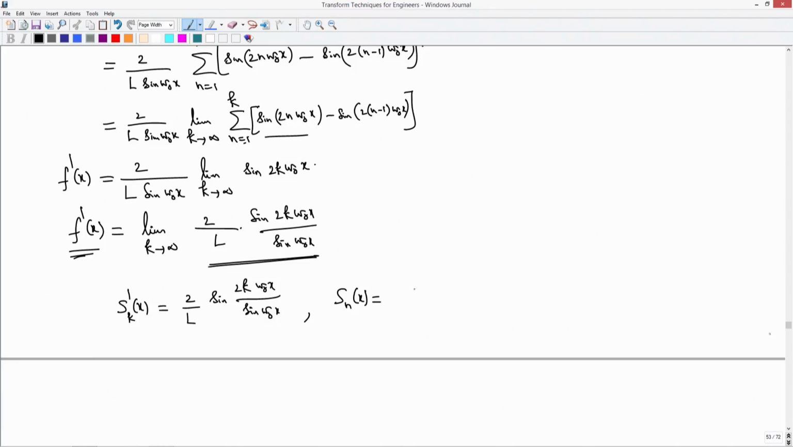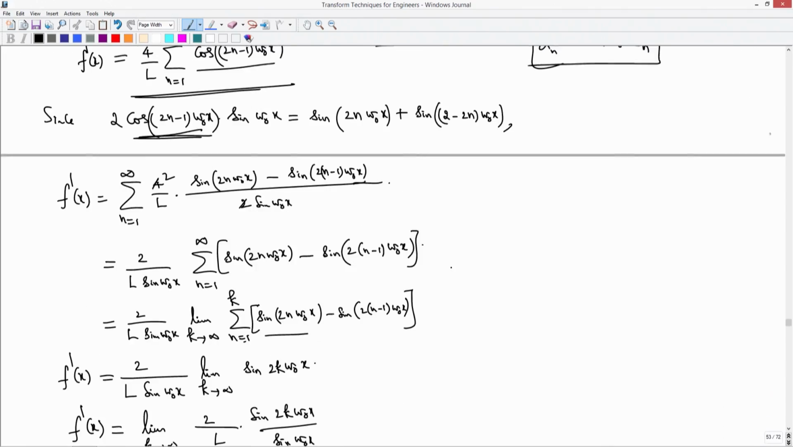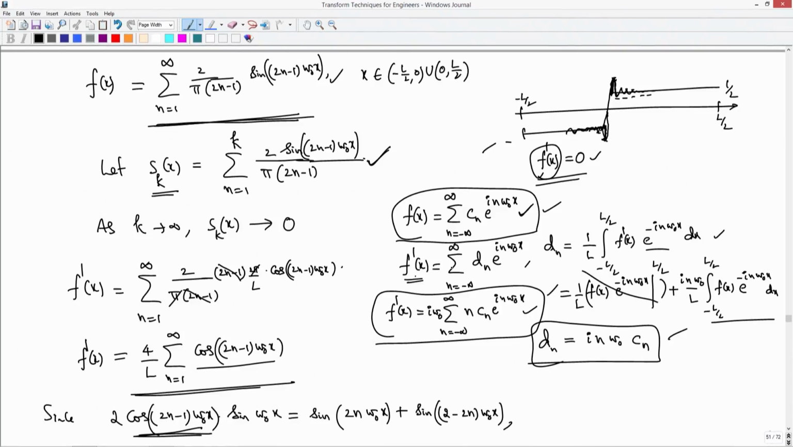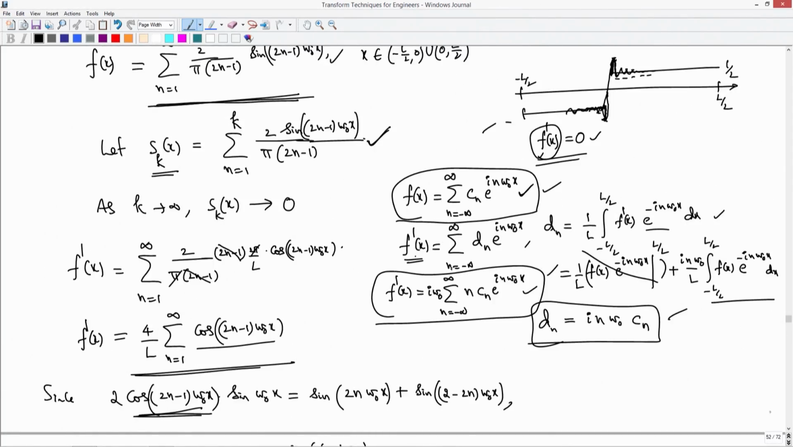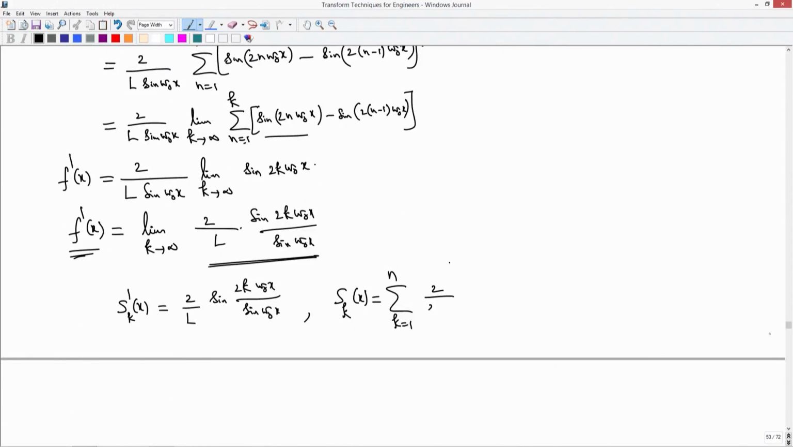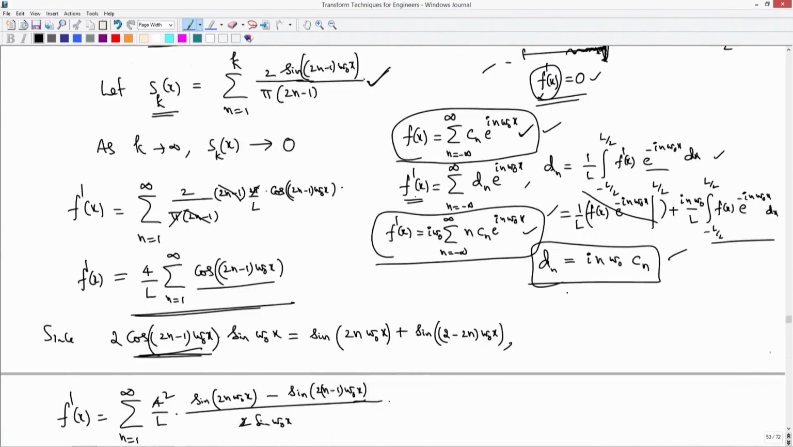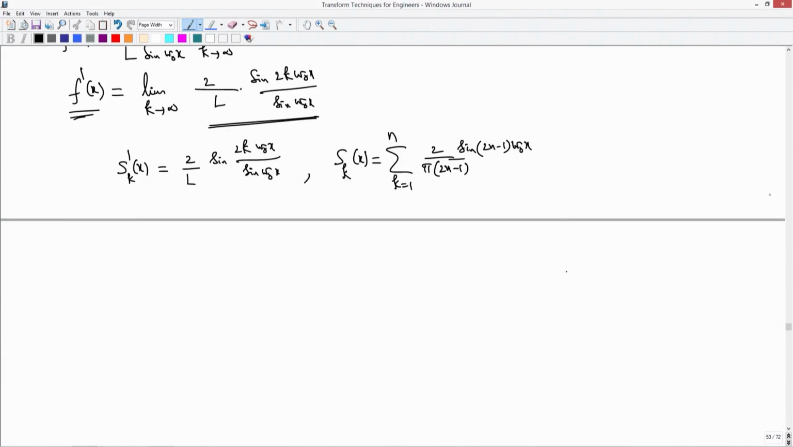So, let me write what is that Sk of x, k is from 1 to n, 2 divided by k times f sine, 2 divided by pi n, 2n minus 1, sine 2n minus 1 w naught x. That is exactly our Sn of Sk of x. So, this is our derivative.